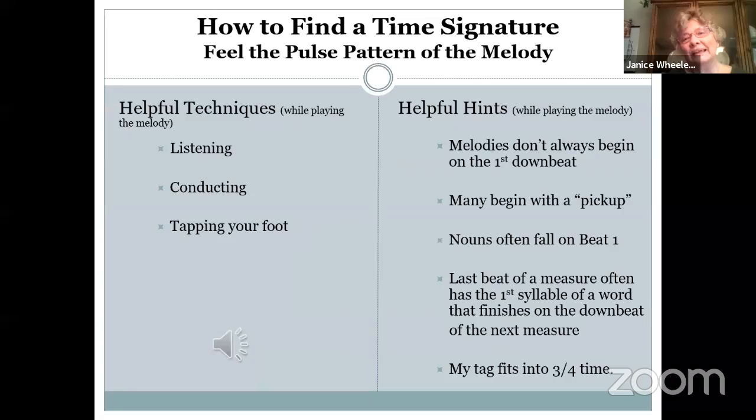What are some helpful hints while you play the melody and you're listening to see if you can figure out where that first downbeat begins? Well, melodies don't always begin on the first downbeat. Many begin with a pickup. Nouns often fall on beat 1, and the last beat of a measure often has the first syllable of a word that finishes on the downbeat of the next measure.